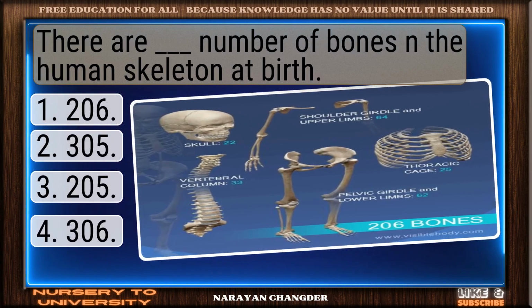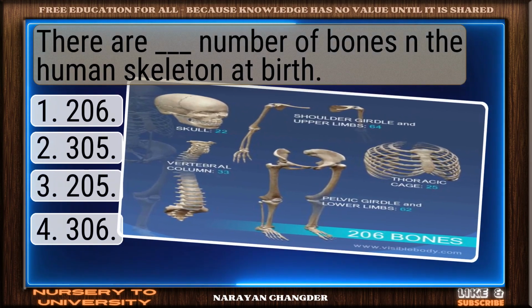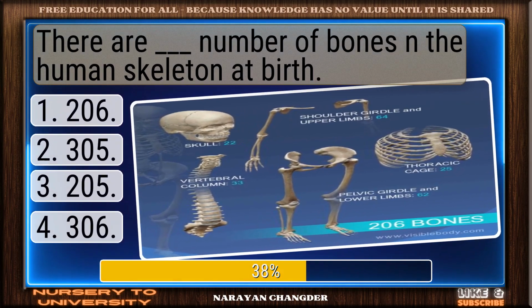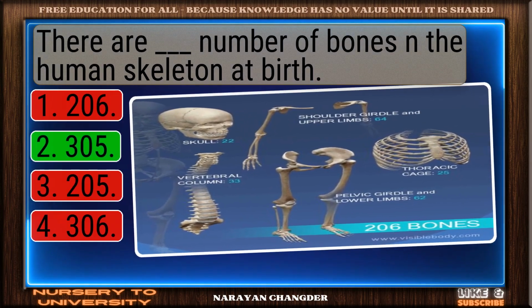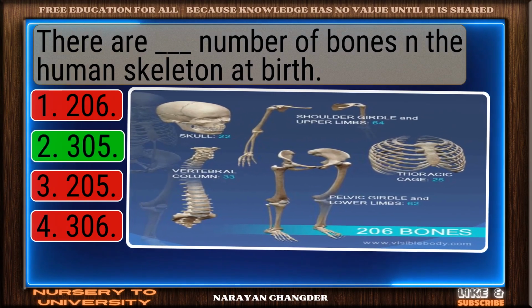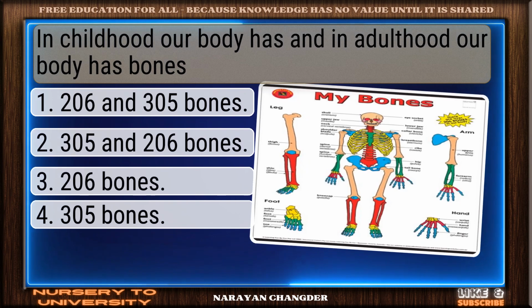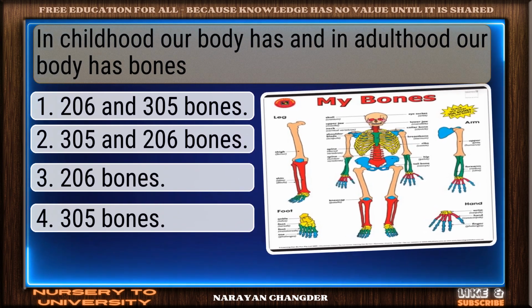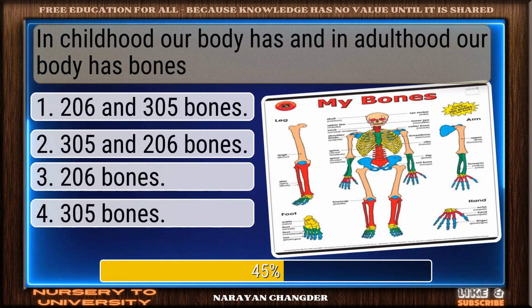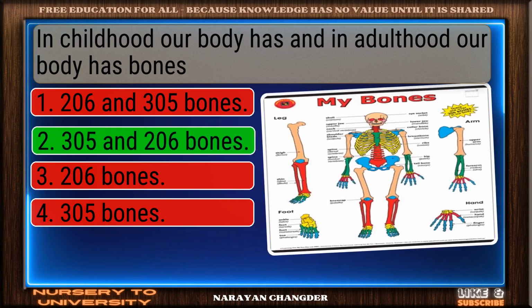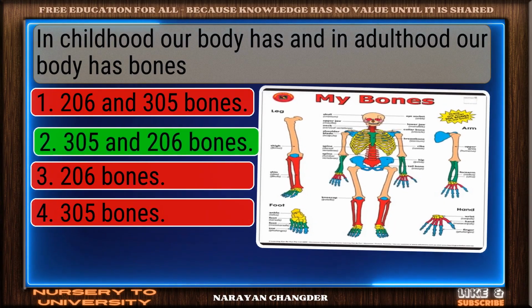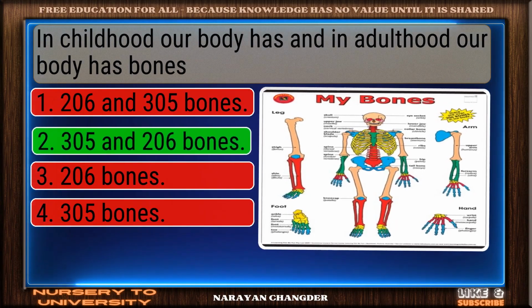There are dash number of bones in the human skeleton at birth. Nicely done. 305 is a solid answer. In childhood, our body has, and in adulthood, our body has bones. Nice work. You chose 305 and 226 bones, and it is correct.